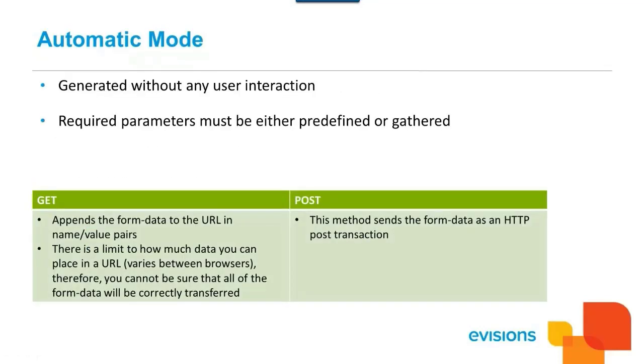The get and post methods are automatic modes. This means the report tasks are generated without any user interaction within Argos. Required parameters must be either predefined or gathered by the calling application and passed to the API. This is done by the use of get or the post request.